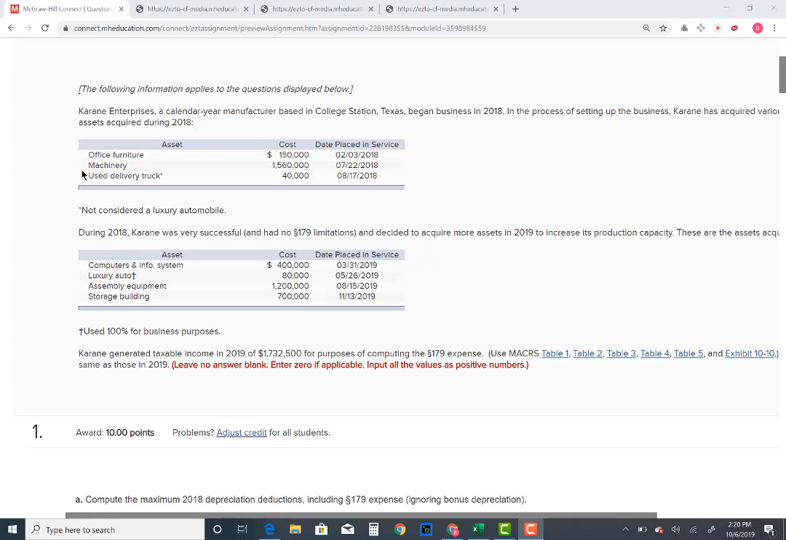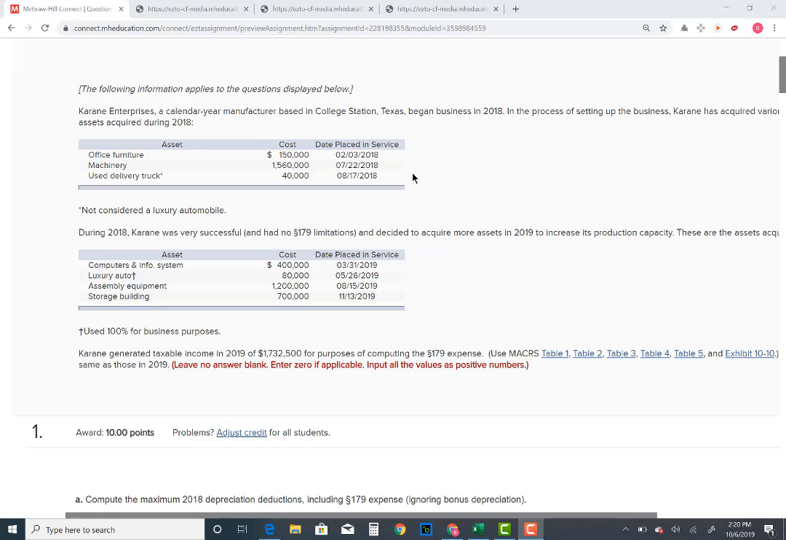So right up here, we have the three assets they purchased in 2018. They bought some furniture for $150,000, machinery for $1.56 million, and a delivery truck for $40,000. And notice they have the date placed in service. And this is really important because the date in which these assets were placed in service is going to determine the convention we use to depreciate them.